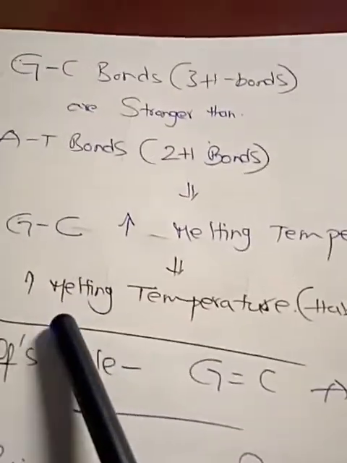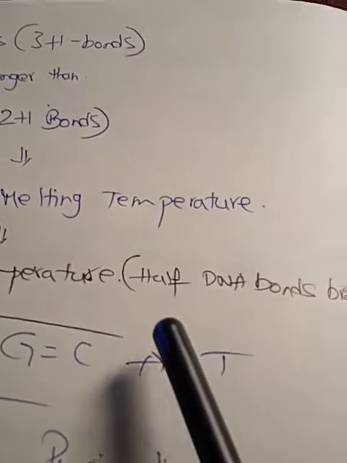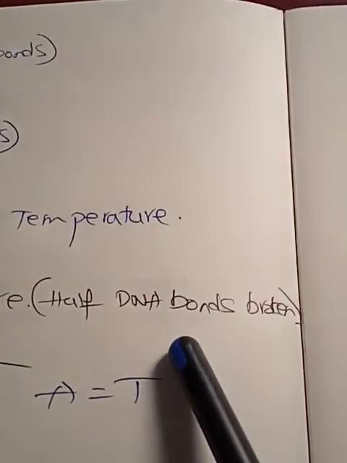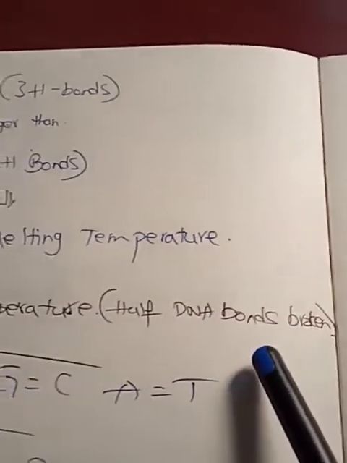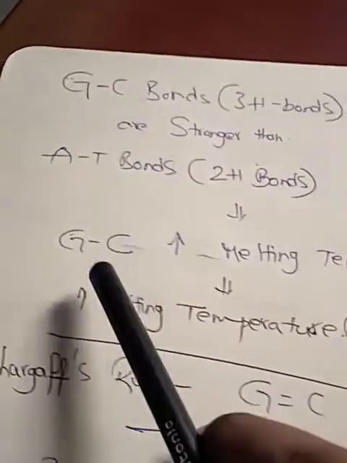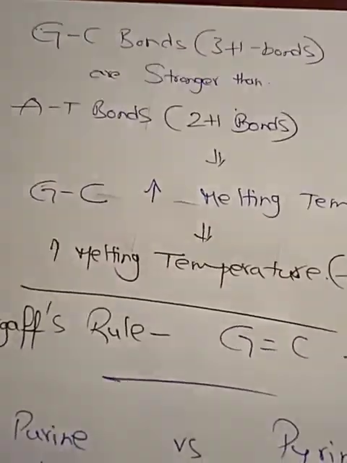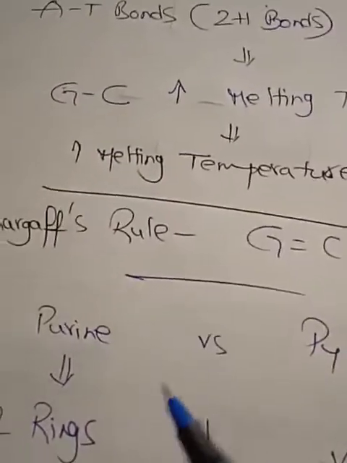So what is melting temperature? It is the temperature required to break half the double bonds, the DNA bonds, and it is called melting temperature. The more GC bonds, the greater the melting temperature, is what you should remember.